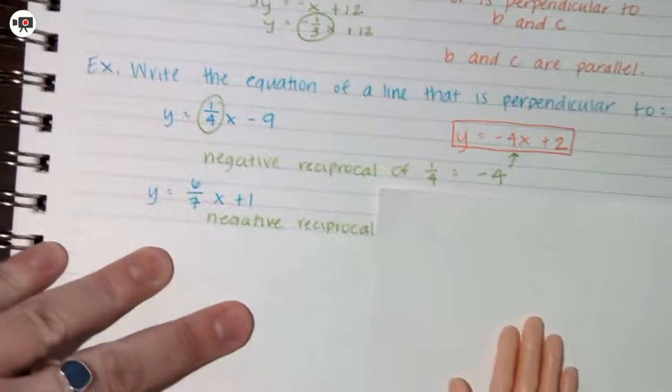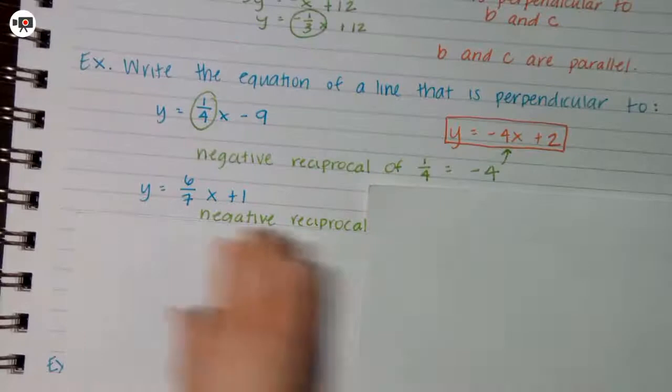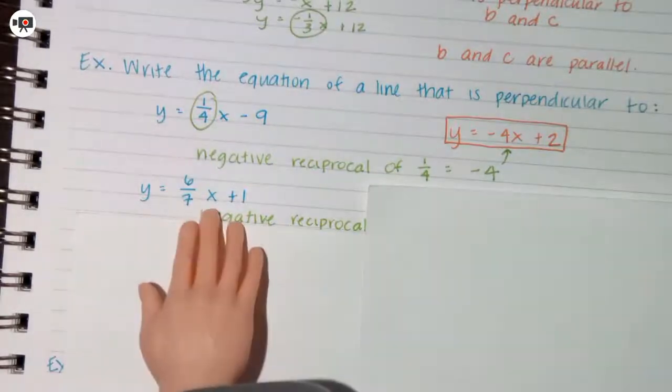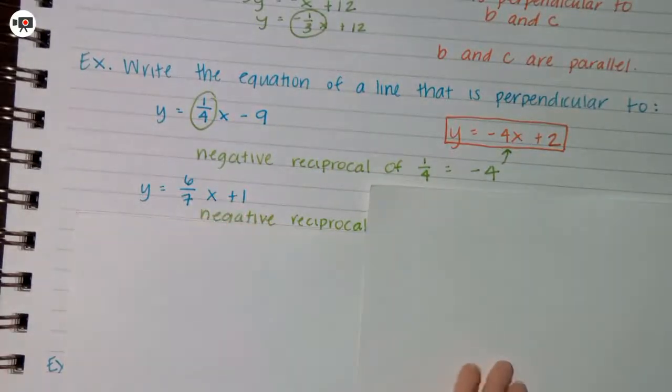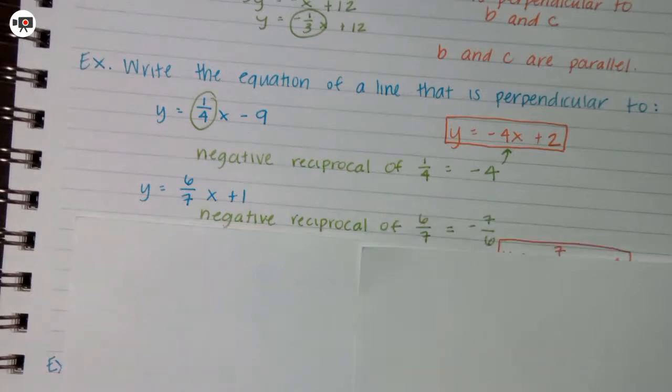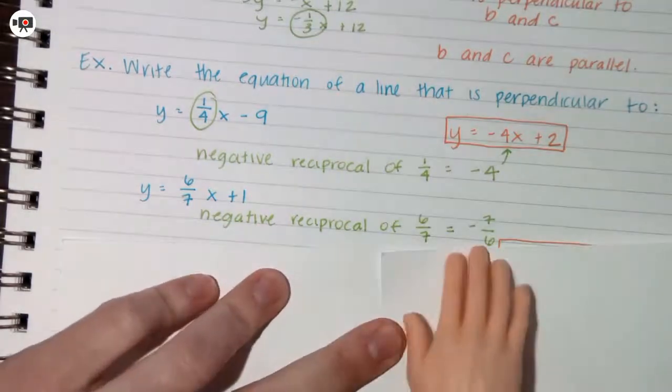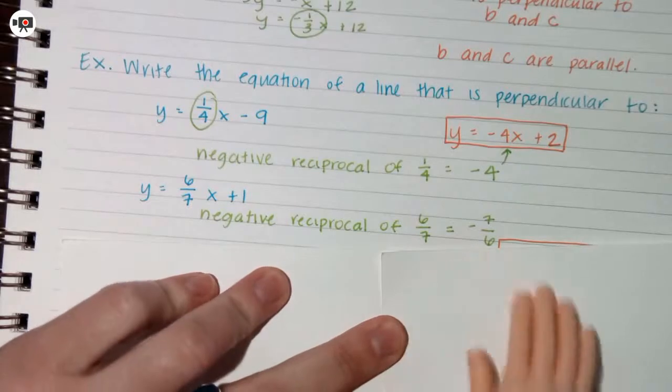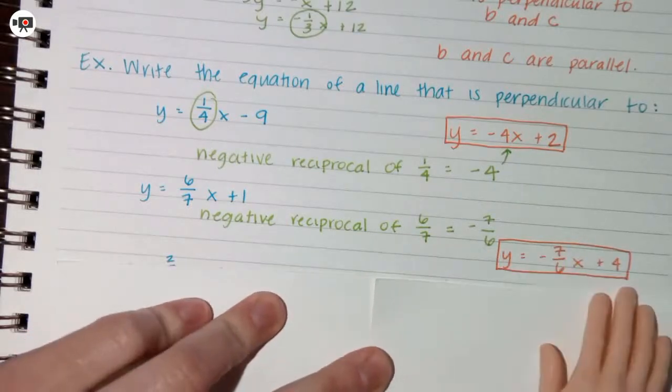Now write the equation of a line that is perpendicular to y equals 6/7 x plus 1. So the negative reciprocal of 6/7 is -7/6. And then choose a b value. I chose 4.